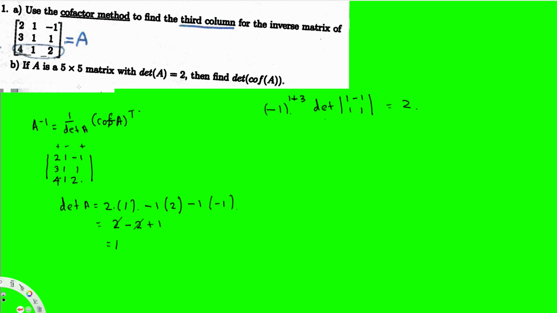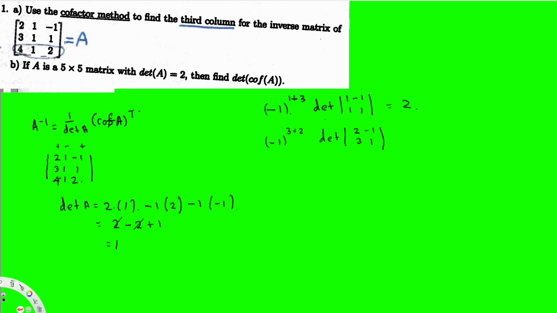Then I'm taking the second value. It's going to be minus 1, and the location is second column, third row. So the power is going to be 3 plus 2. The determinant of this one, when I eliminate the vertical and horizontal components, is going to be 2, minus 1, 3, 1. If I do AD minus BC, it's going to be 2 minus minus 3, which is 5.